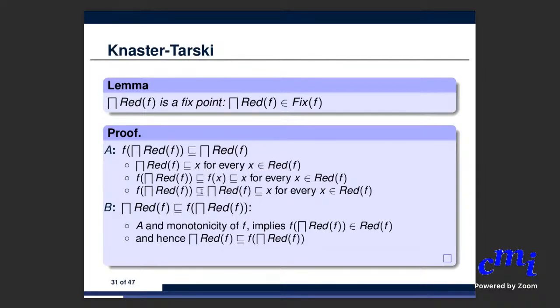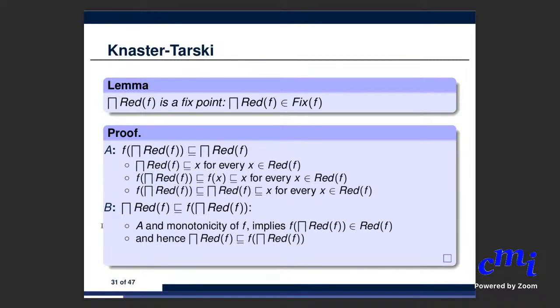So as you can see, the greatest lower bound of the reductive set itself has to be inside that reductive set. To show the other direction, we use the fact that it is the reductive set and monotonicity of F implies that. So as I said before, F of this itself is in the reductive set, because if you apply F to both sides, it is going down, and therefore it is in the reductive set.